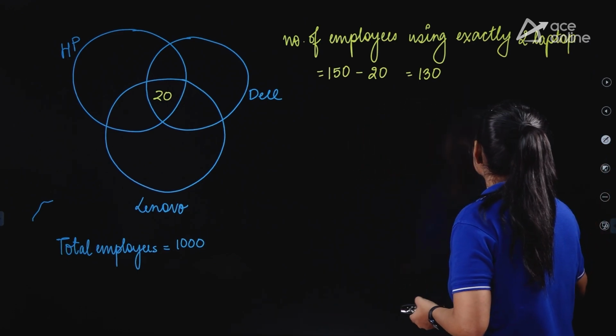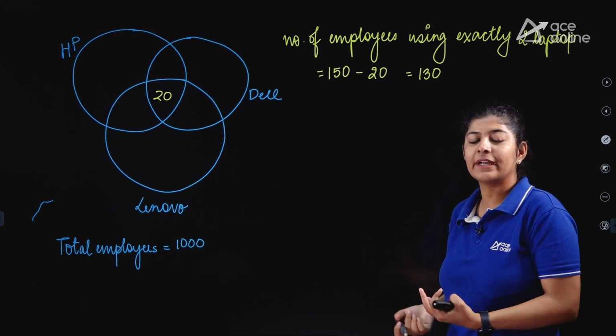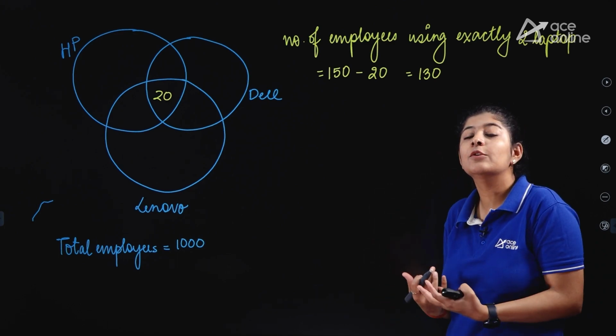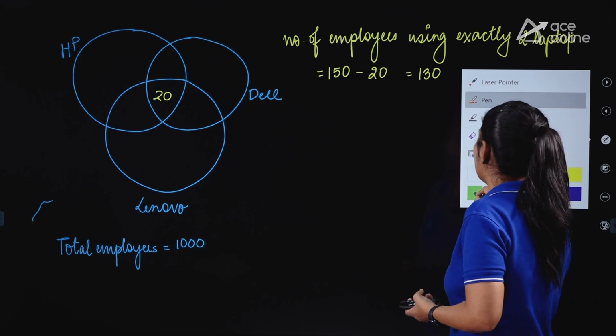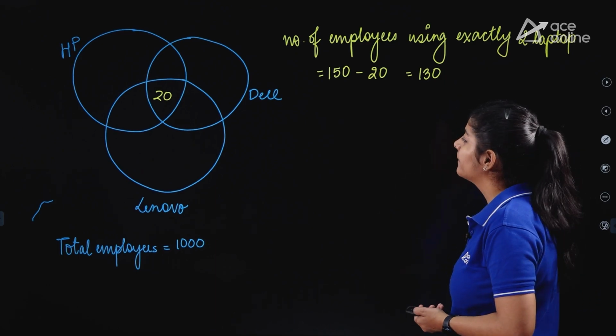Because I'm not having the specific data. So for that, what do I need to do? I need to retrieve the values first. After that only I am able to determine the answer, right? Okay, next slide.